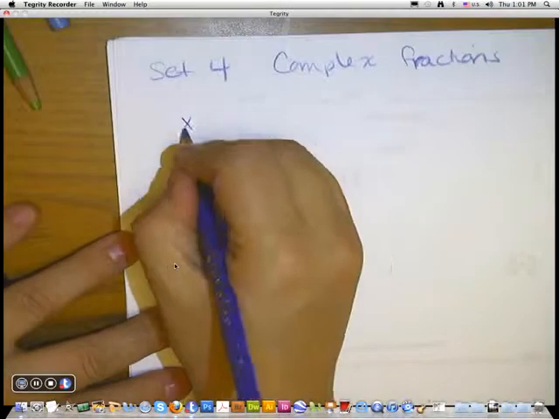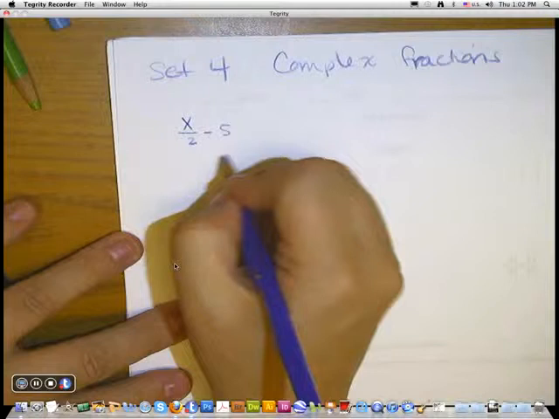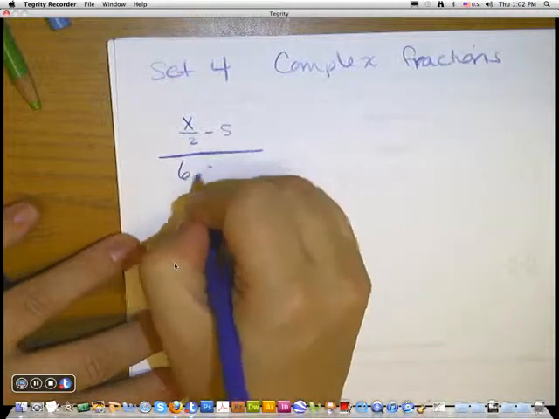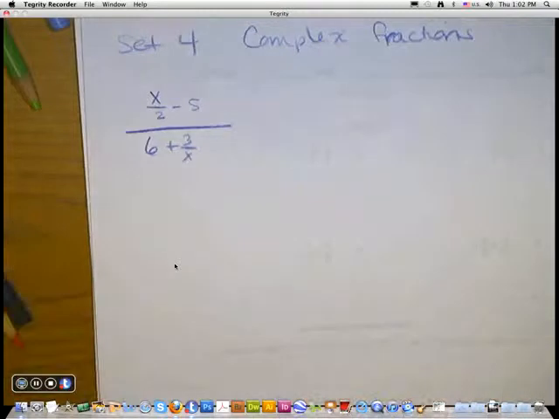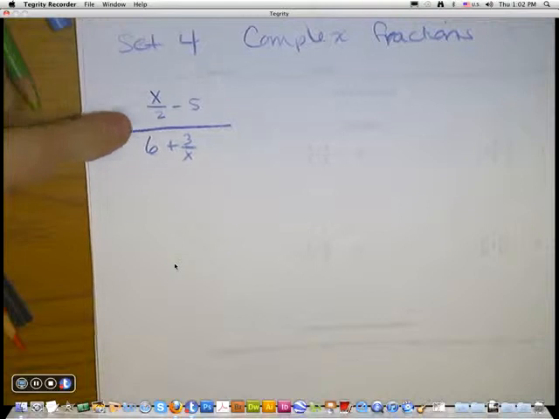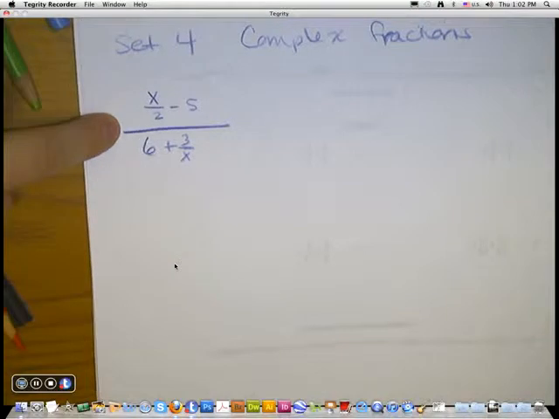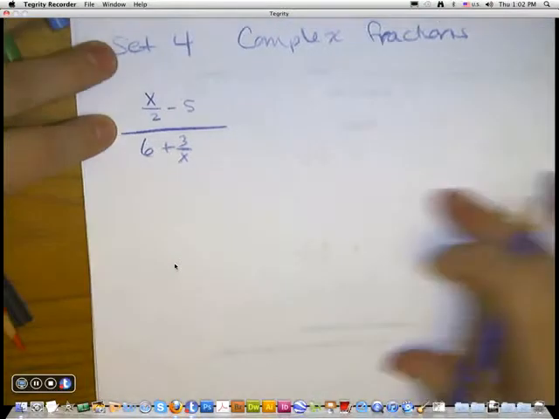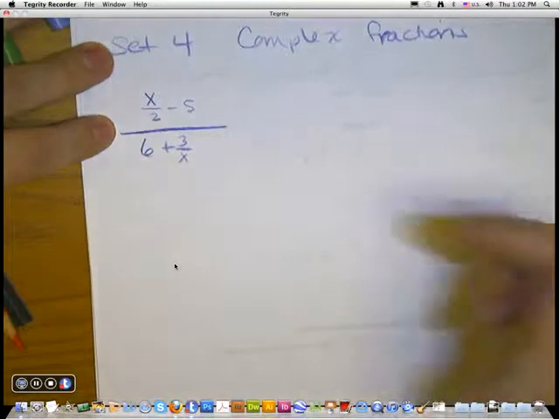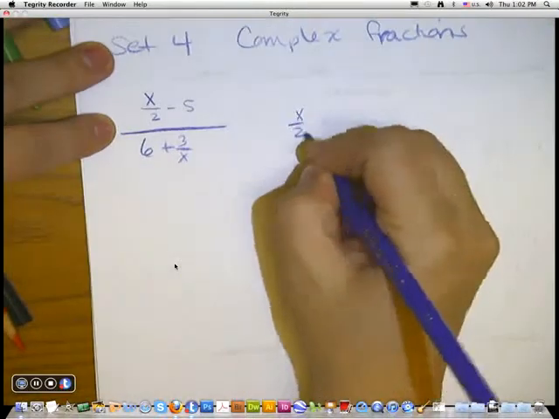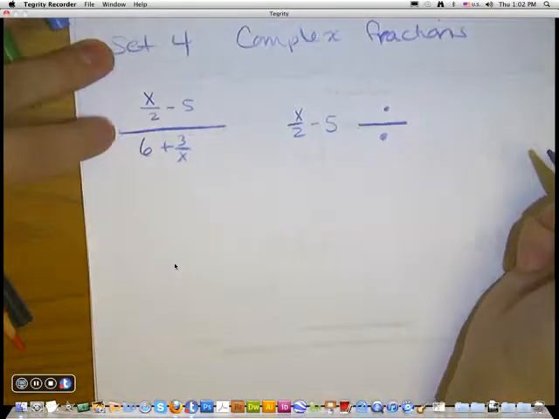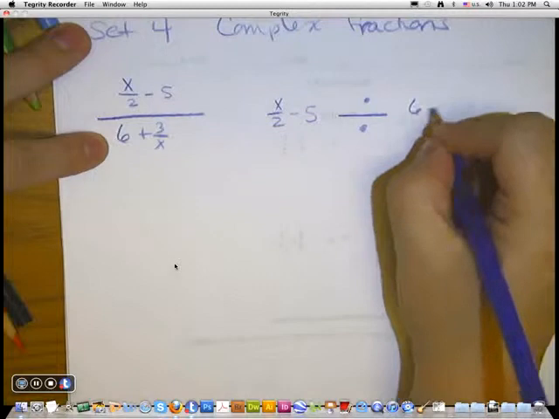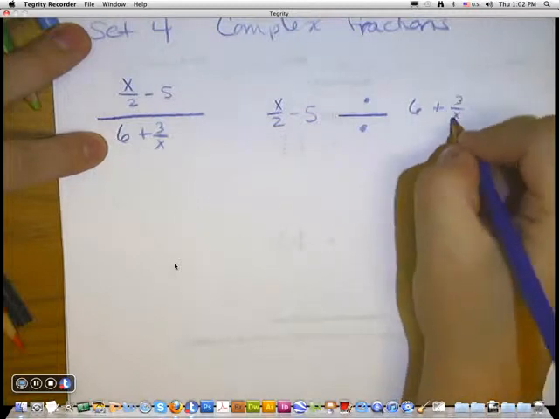So let's start with x over 2 minus 5, all over 6 plus 3 over x. Now, the way that I show these and that I expect you to do them is, when you see the big fraction bar, rewrite the problem horizontally. Write it out, numerator first, because you read it first, it goes first. Big divide sign, because that's the fraction bar, and then the denominator.